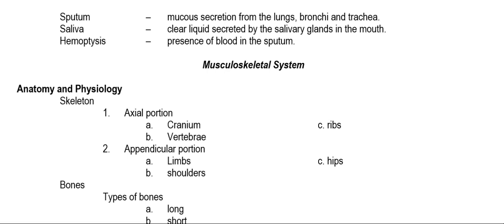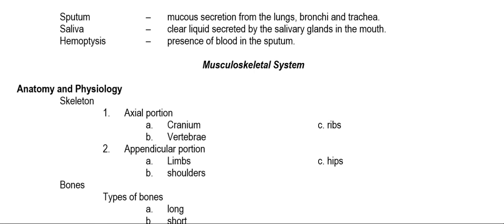Okay, we're going to continue with our musculoskeletal system in relation to your geriatric 2. So first, we have your muscular system, which involves your muscles, plus your skeletal system. Now we're going to briefly discuss it. We have the skeleton. It involves your bones. We have now your axial portion and appendicular portion of your skeleton.